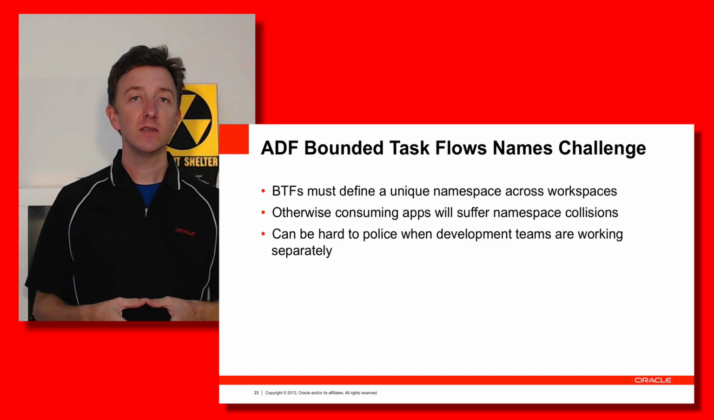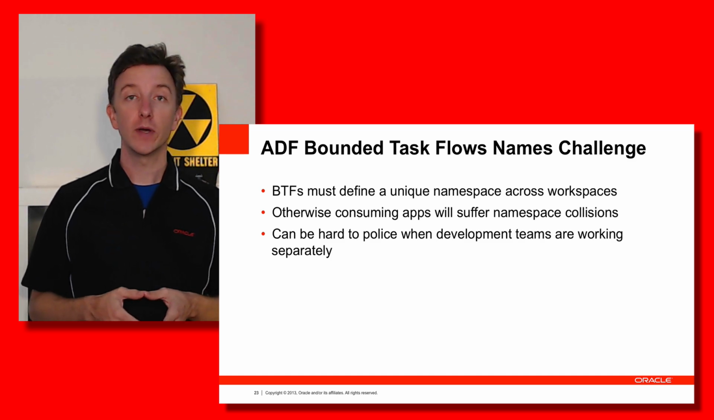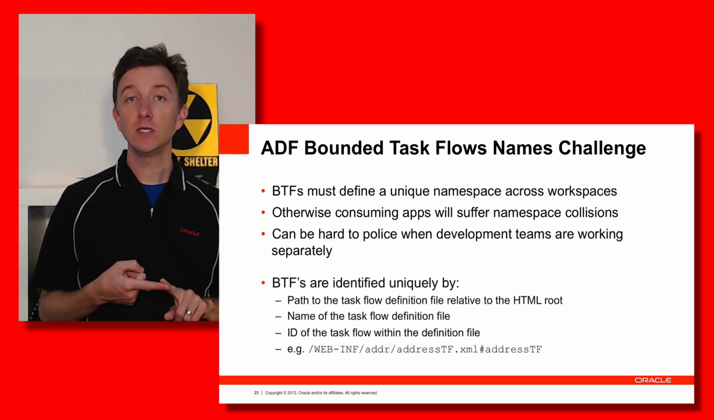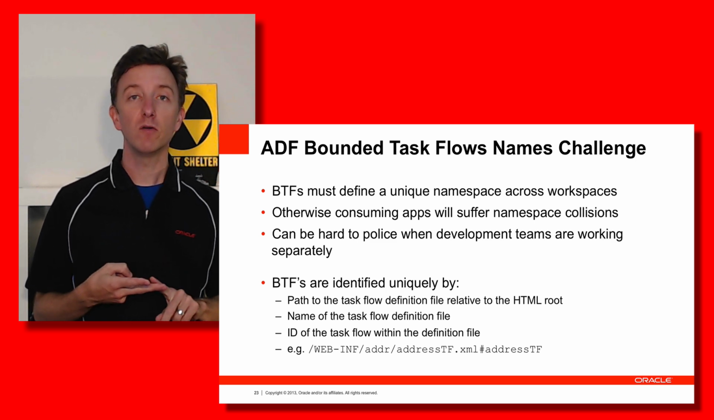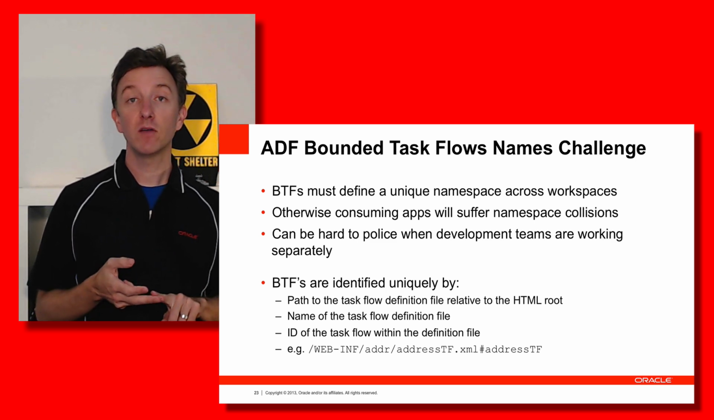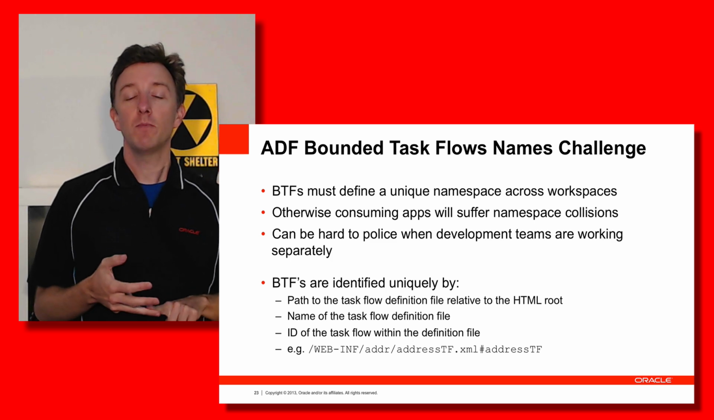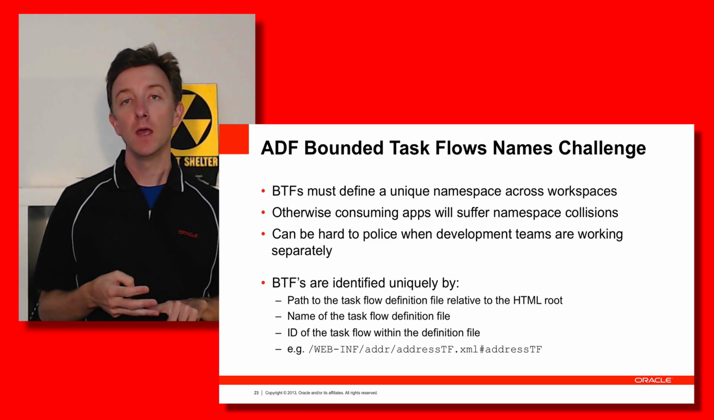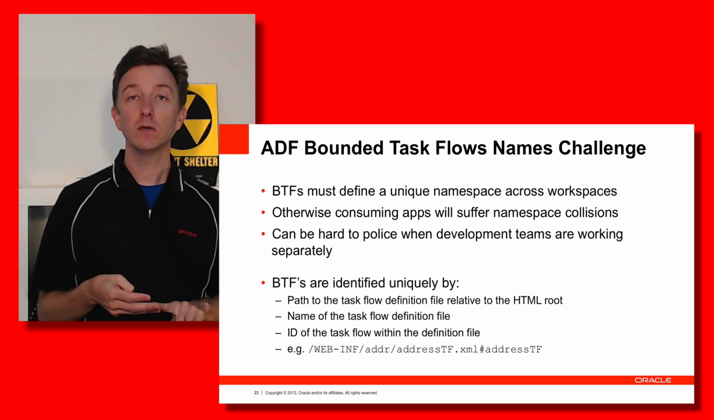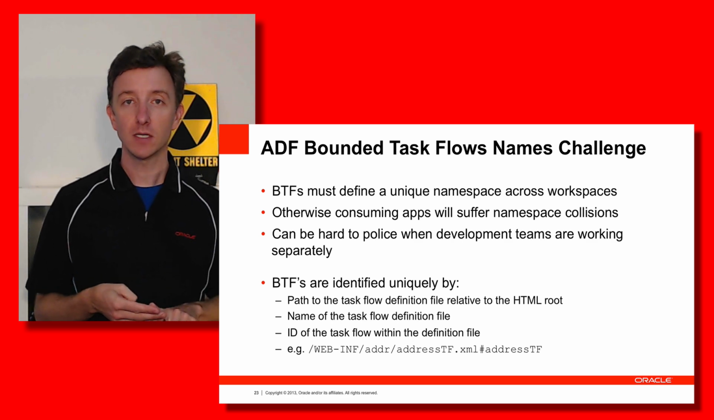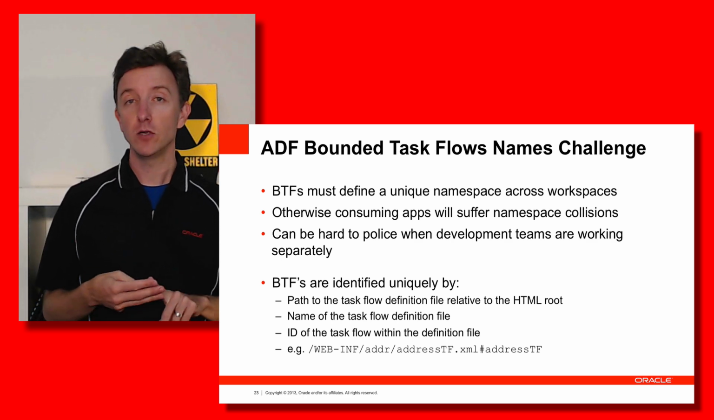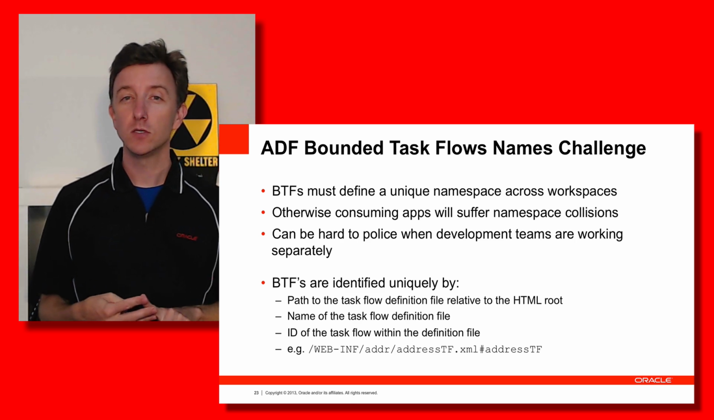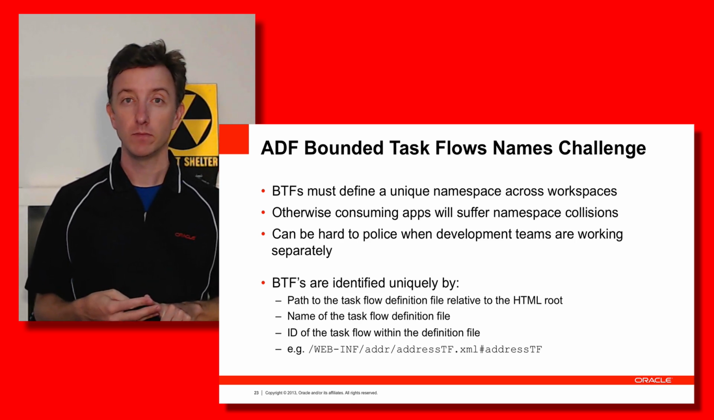Well, a bounded task flow is identified by really three components: the directory structure that it's placed in, the name of the bounded task flow file itself, and the name of the bounded task flow ID field within the bounded task flow XML file. The combination of those three fields is what uniquely identifies a bounded task flow. Okay, so we now know how they're uniquely identified. What solutions do we have in place to solve that problem of a namespace collision?